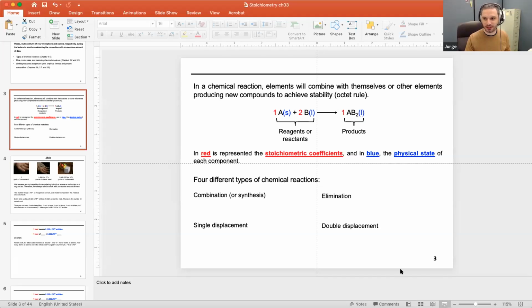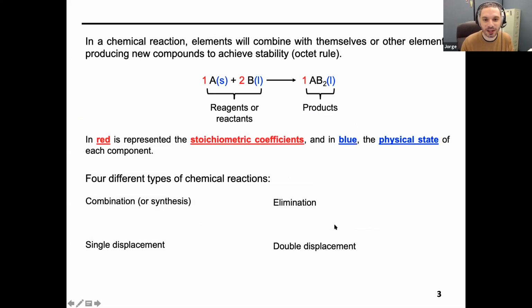All right. So that was the last thing I showed you on Wednesday. We went over the 4 different types of chemical reactions. I showed you the combination or synthesis, elimination, single displacement, and double displacement. You must be able to recognize all the different types. It doesn't matter why they happen at this point of the course.